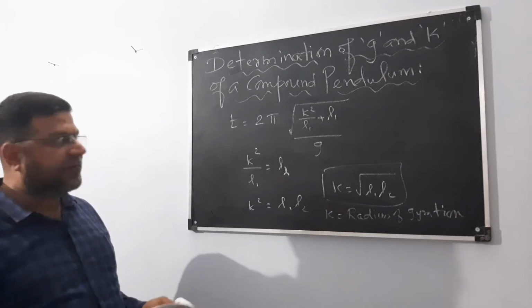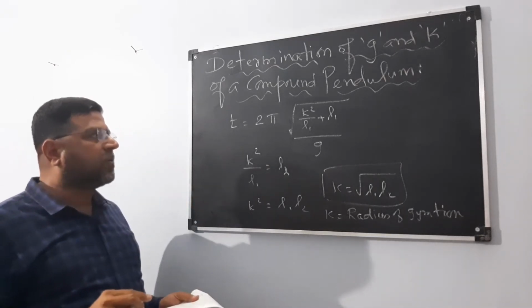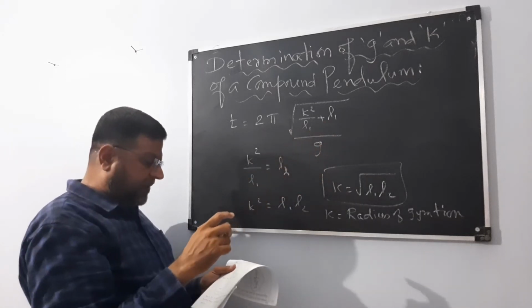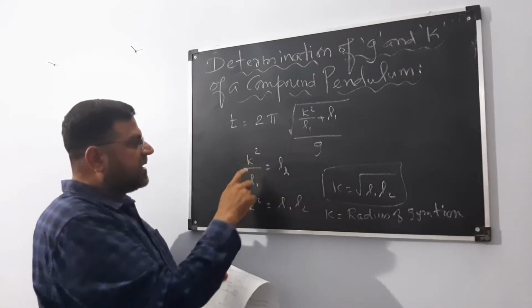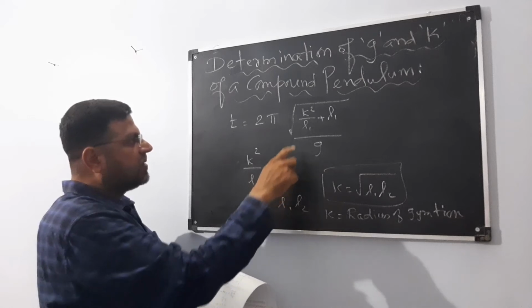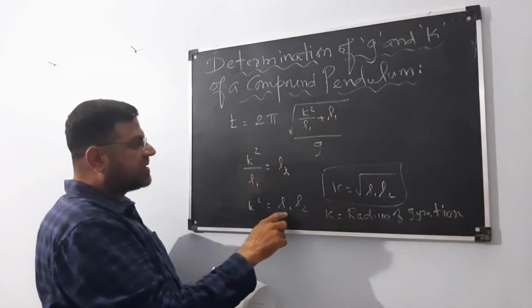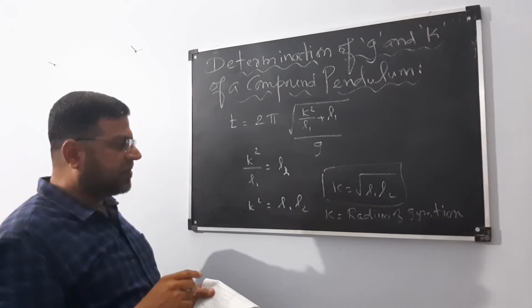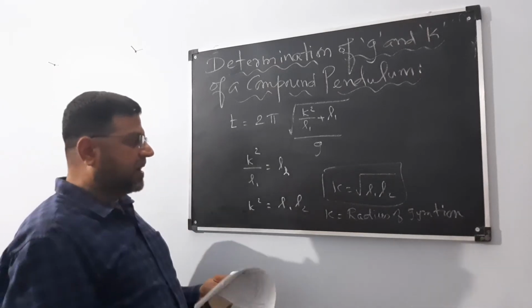So we know the expression for time period: T is equal to 2 pi root of (K square by L1 plus L1) by g, where L1 is the length of the simple pendulum. Therefore, we take K square by L1 equal to L2. Therefore, we get L2 plus L1. Therefore, K square is equal to L1 into L2. Therefore, K is equal to root of L1 into L2, where K is known as the radius of gyration. This is according to theory.